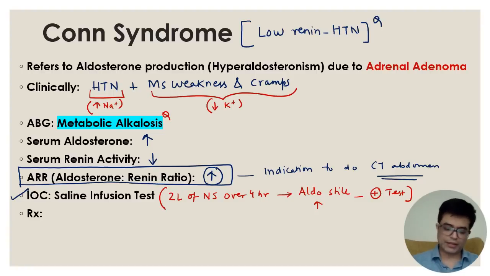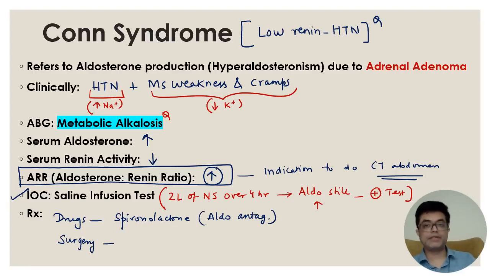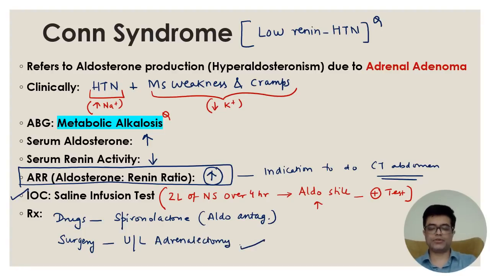What is the treatment? There are 2 types of therapies available. Initially, you will be starting the patient on drugs. The typical drug started in the patient is spironolactone. Why spironolactone? If you remember pharmacology, this is an aldosterone antagonist. But eventually surgery will be needed, and the type of surgery recommended, rather than enucleation, is unilateral adrenalectomy, removing a part of the adrenal gland or sometimes the whole adrenal gland. So this is a quick review of Conn syndrome.